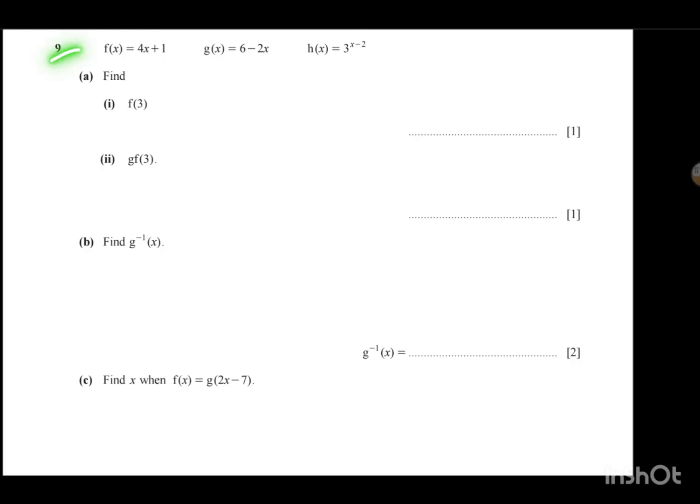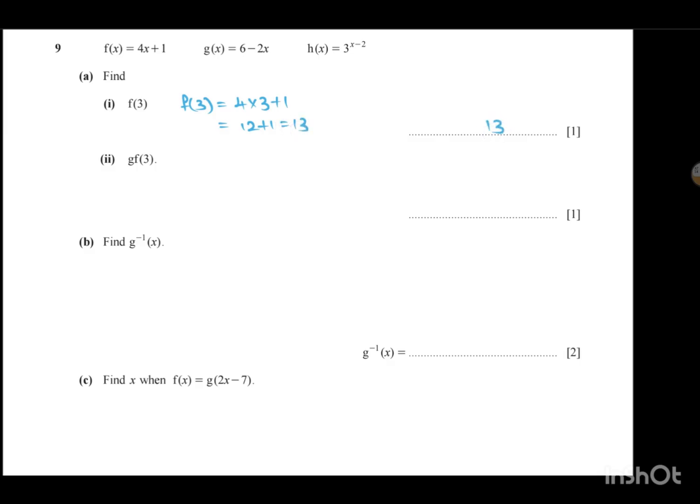Question number 9. F of x is equal to 4x plus 1, g of x is equal to 6 minus 2x, h of x is equal to 3 raised to x minus 2. A. Find f of 3, g of f of 3. So f of 3 is just substituting the value of x as 3 in f of x. So 4 into 3 plus 1 is 12 plus 1, that is 13.